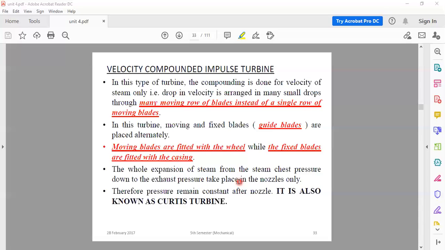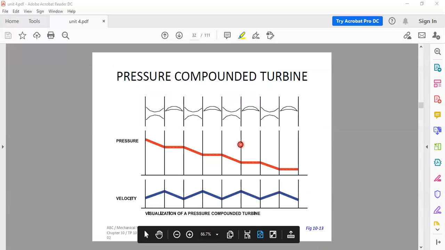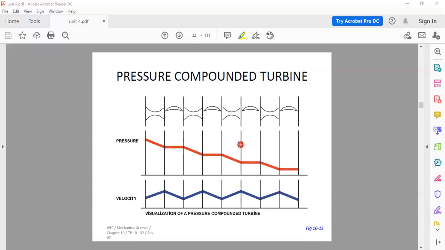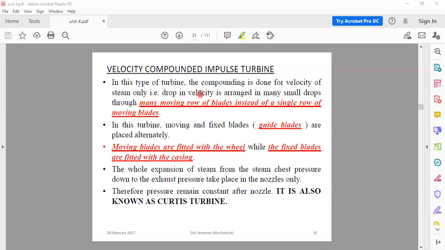Now, in previous types of compounding, pressure compounding, we have controlled pressure. Now, we have controlled velocity. So, this is called velocity compounding. In this type of turbine, the compounding is done for the velocity of steam only.